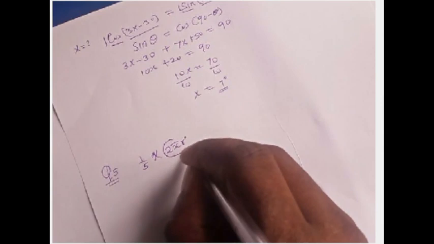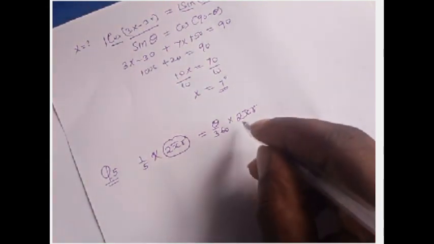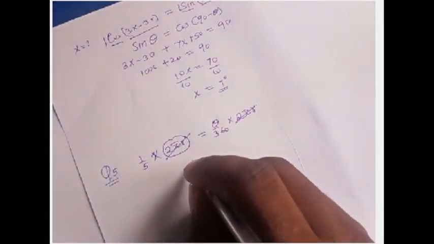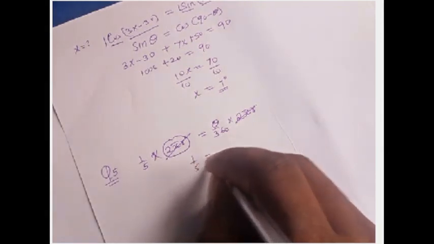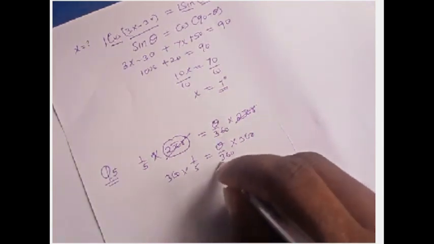So if this is the circumference, and we know that length of an arc is equal to theta over 360 times 2 pi r. Dividing both sides by 2 pi r, this one will cancel. And then now we have 1 over 5 equals theta over 360, multiplied by 360. So theta is equal to 72 degrees.